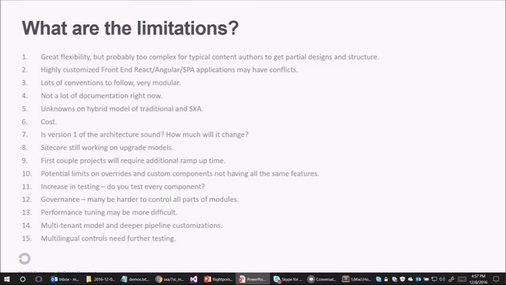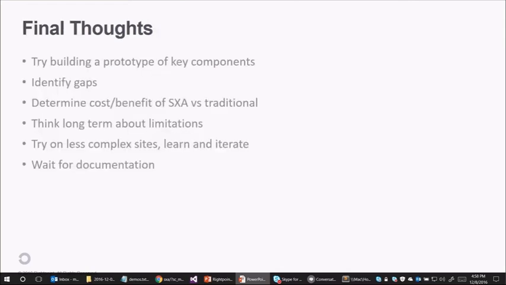I kind of hit most of these, but some limitations that I see is there's a lot of conventions to follow. You got to know where to put things and what to name them. Not a lot of documentation. Cost is one limitation. Sitecore is still working on the upgrade model, so will everything float over or not? Governance, but for now, it's something to explore as a possibility. So, final thoughts, try building a prototype, determine if the cost benefit works out for you, try it on a lower complexity site, maybe wait for documentation.